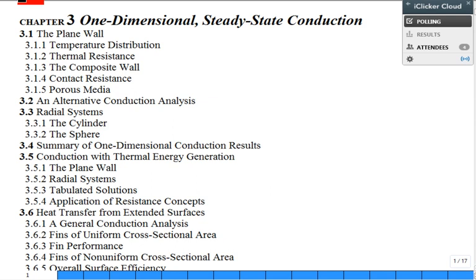So this is our second lecture in Chapter 3 dealing with one-dimensional steady-state conduction. We covered the plane wall and radial systems, and we especially emphasized that resistance concept. R for a plane wall is L over kA, and then we also developed it for a cylinder and a sphere. That was summarized in this section 3.4.